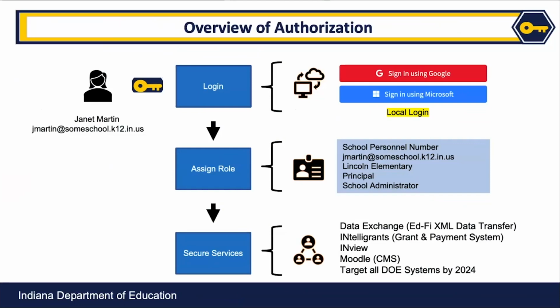All of the modernized applications such as IntelliGrants, Data Exchange, InView, etc. will utilize this new process for authorization. Legacy IDOE systems that are set for retirement or will be incorporated into newer linked systems such as Learning Connection, DOE Online, the STN Application Center, etc. will continue to utilize the existing login process until they are retired. IDOE is targeting all DOE systems for incorporation behind the link portal by 2024.